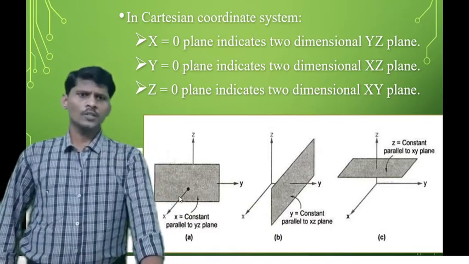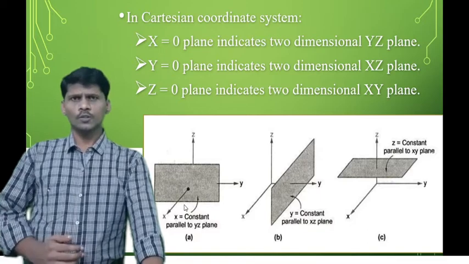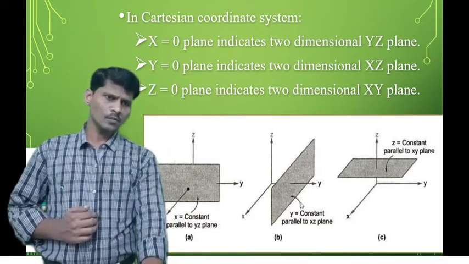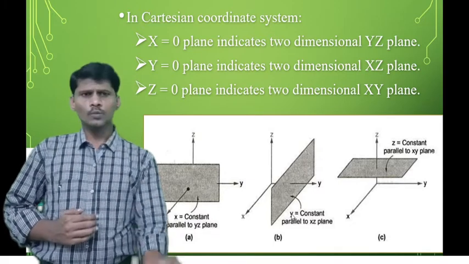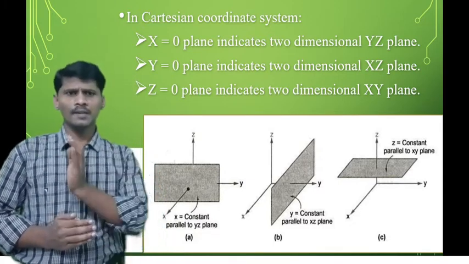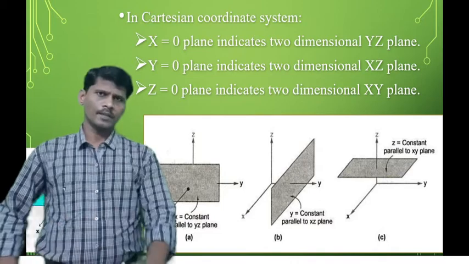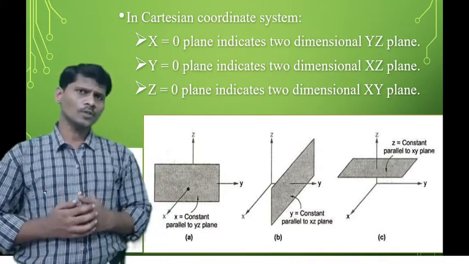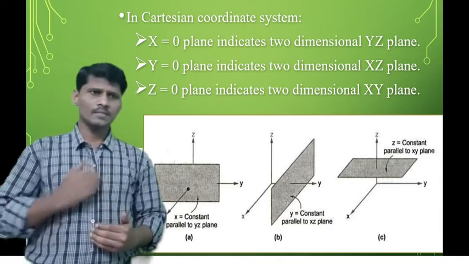So this is the x equal to constant plane. The x equal to constant plane is parallel to the yz plane. And this is the y equal to constant plane, which is parallel to the xz plane. And this is a figure of the z equal to constant plane, which is parallel to the xy plane.